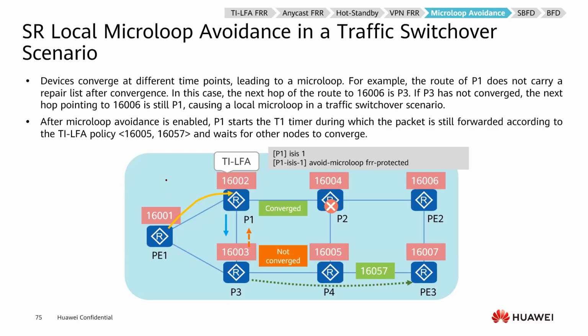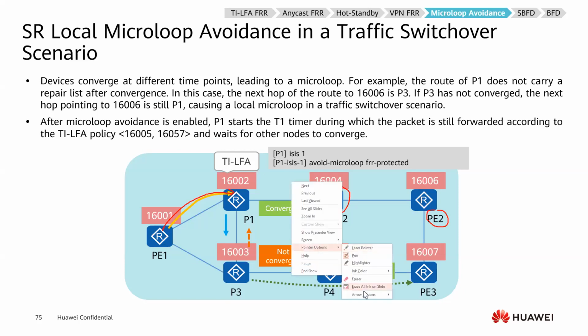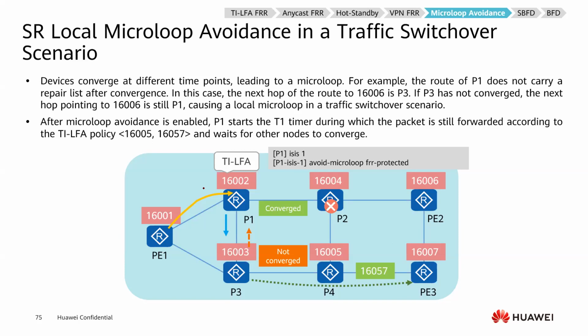For example, in this part, P1 wants to go to P2. So normally P1 will send the packet to here. And unfortunately, this path, sorry, let me check. Okay, it's like this. Sorry, wait a moment. Okay, so this micro loop happens in this way.